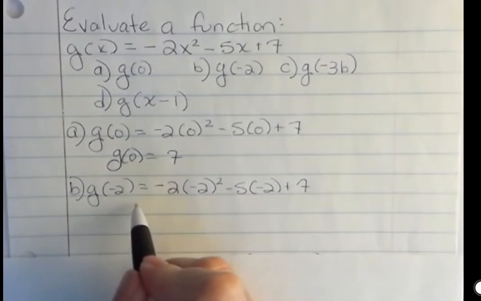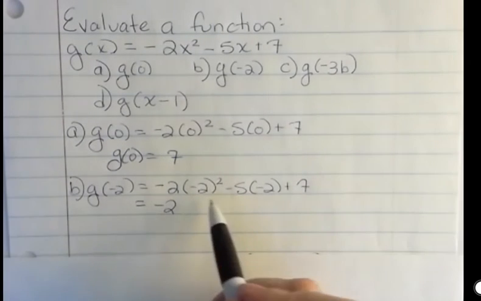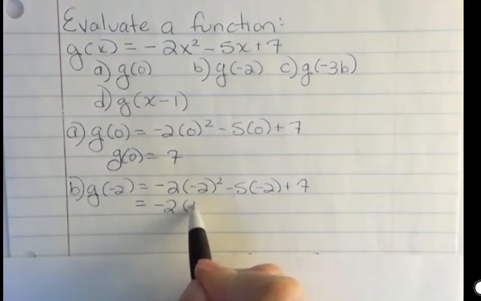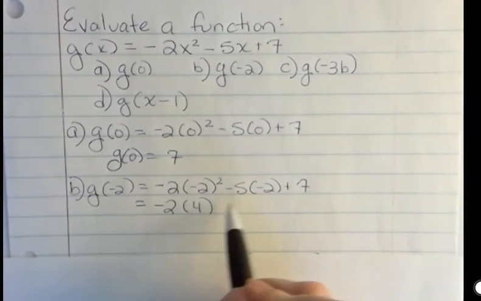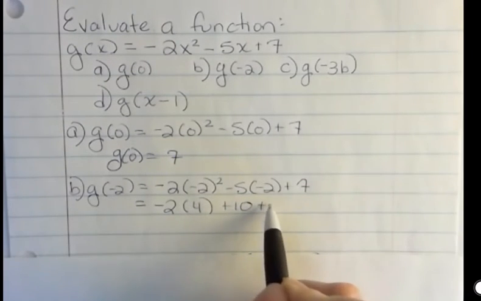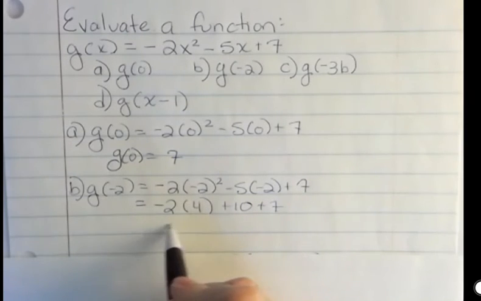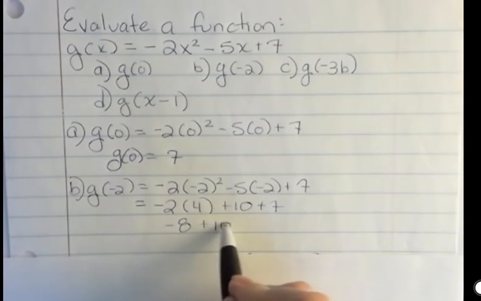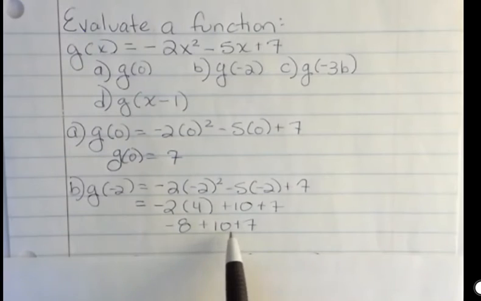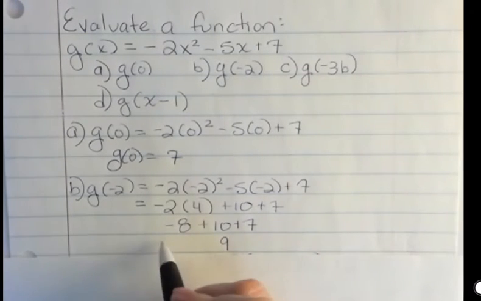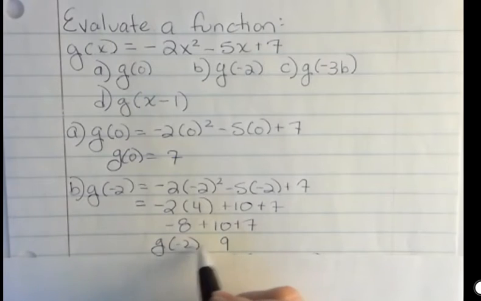Then I'm going to simplify this part. You can obviously use a calculator. Negative 2 squared is 4. Negative times a negative is positive. Negative 2 times 4 is negative 8. And then negative 8 plus 10 is 2, plus 7 is 9. So I would say g of negative 2 is 9.